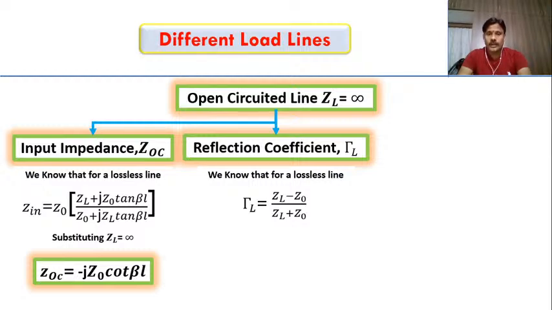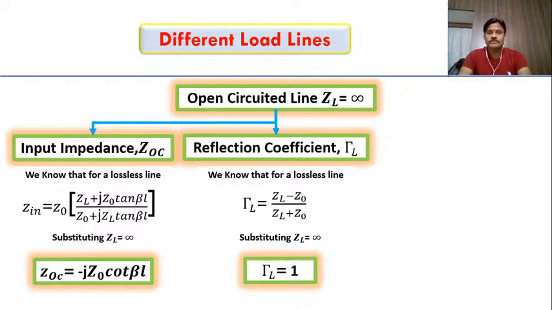So in both the numerator and denominator, the second term becomes 0 and the common term ZL in both numerator and denominator gets cancelled. Then what you will get is gamma L equals exactly 1. Gamma L equals exactly 1. So previously it is minus 1, right?